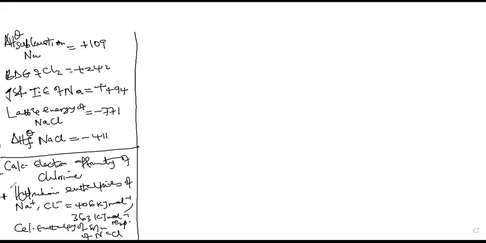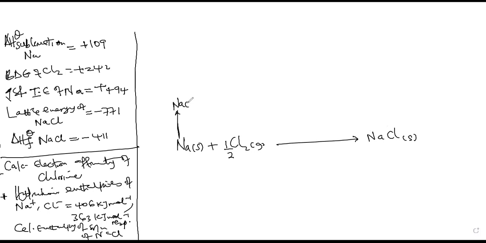One, we have sodium solid plus chlorine gas to form sodium chloride. Here we shall put a half so that we get one chloride also. They give us atomization, rather sublimation, the same thing. So we shall be forming a sodium gaseous atom, and the enthalpy was given as positive 109 kilojoules per mole. Then we shall form the positively charged gaseous ion, and the enthalpy was given as, for the first ionization energy, positive 494.